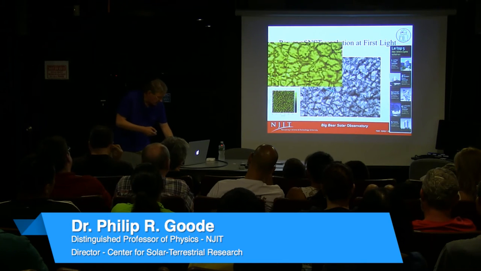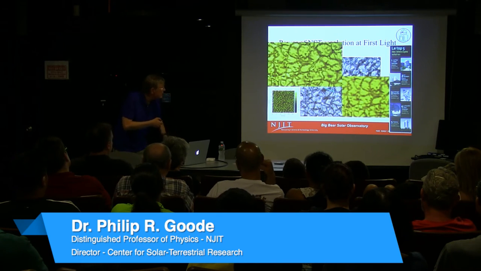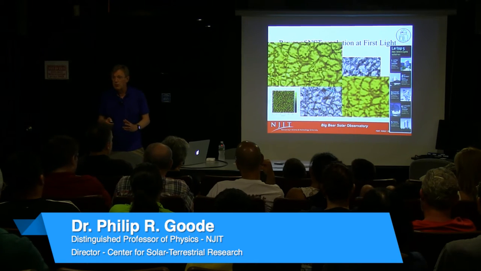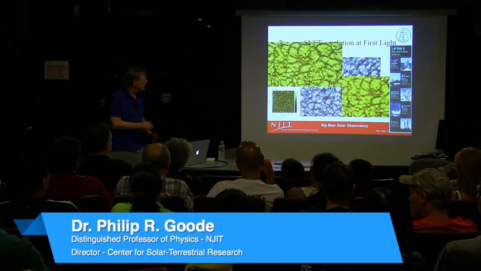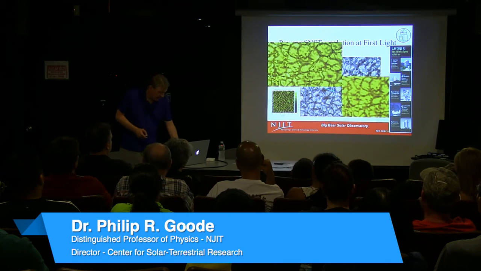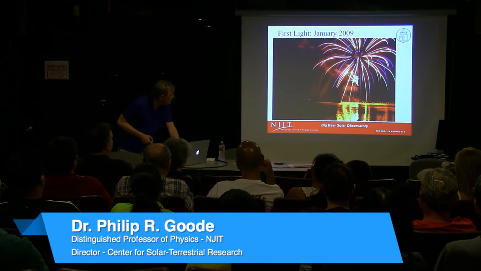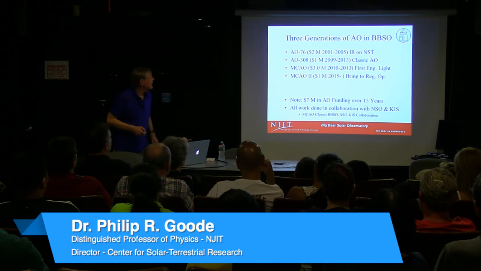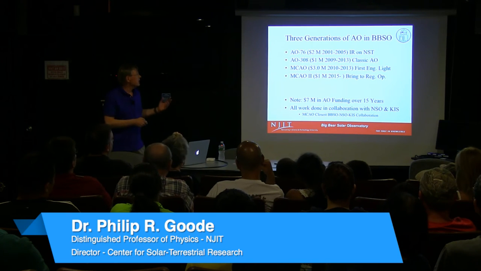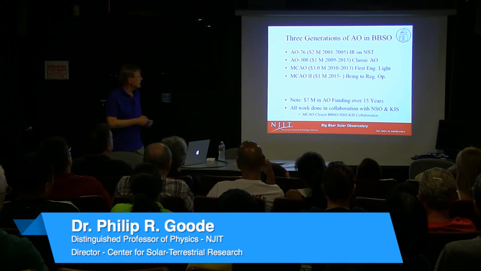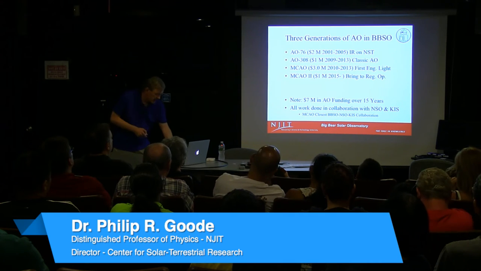But if we just take this image and reduce its quality so what we get is what we would have seen with the old half-meter telescope, the pearls are gone. Okay, so, but anyway, we were happy. Now, we've had 3 generations of adaptive optics, and we've been on the leading edge of this. And this is where we are now. I'll come back to that later.